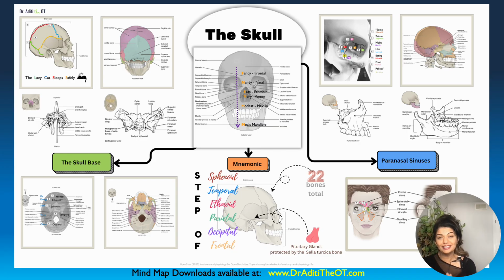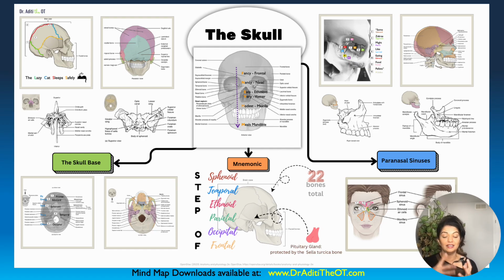Okay, now we're finally ready for our mind map because there was a lot to cover, right? The skull obviously is one of the most complex anatomical features of our body. There's so many. That's why this mind map is loaded with mnemonics and lots of key features that you need to know. So use this as a study guide. Print it out and jot down things that you need because you have all the mnemonics in one place to really memorize some of the aspects.